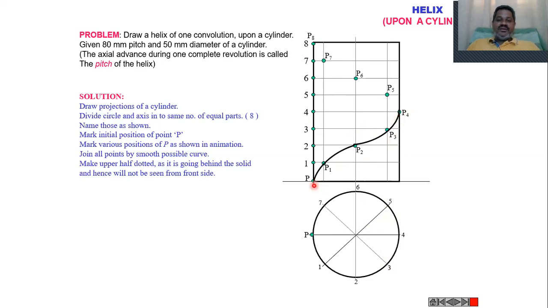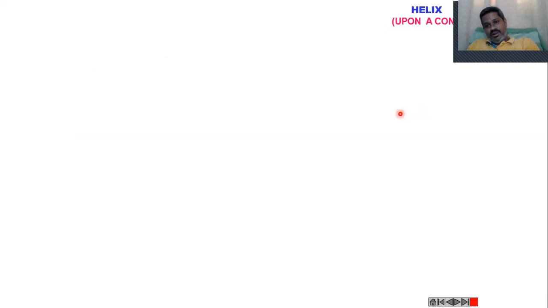That means to move point P to P4, it takes 180 degrees of angle. Then during the remaining 180 degrees of rotation, this point will move to the backside of the cylinder, so I am indicating that path as a dotted line here. So this is called the helix upon a cylinder.